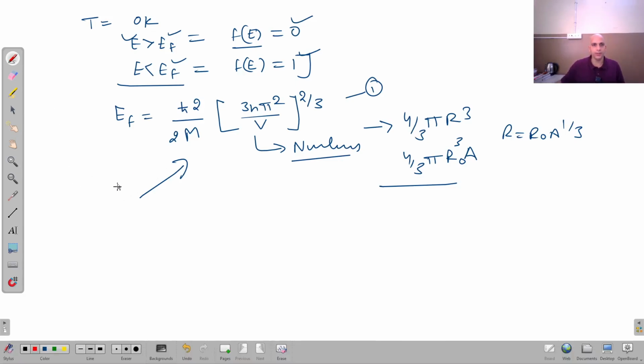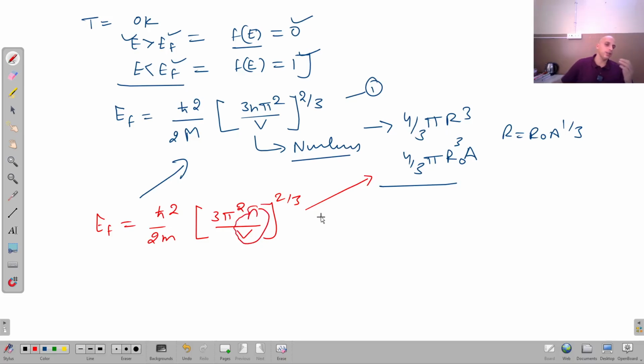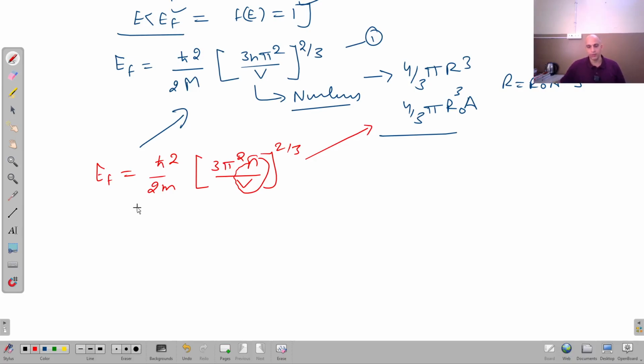Now I can write this equation further: EF is equal to h cut square upon 2m into (3 pi square N upon V) power 2 by 3. Now V has been calculated as this, but I am going to put its value later. What is N upon V? In the case of free electron gas, it was the concentration of free electrons, the number of free electrons per unit volume. In this case, it will be the number of protons and the number of neutrons per unit volume. If I calculate the number of protons per unit volume, NP, then it will be N upon V. We know very well the number of protons is equal to Z, so it will become Z upon V.